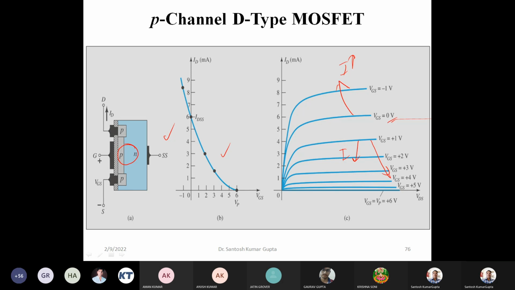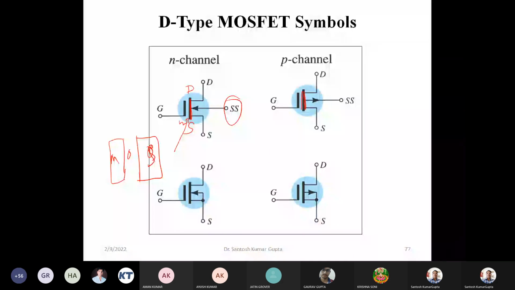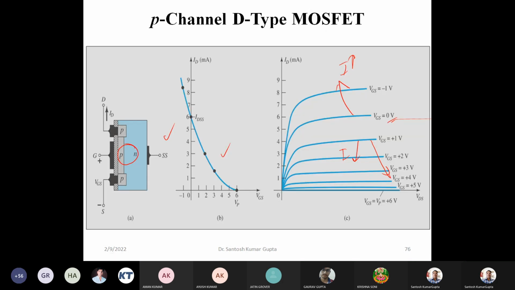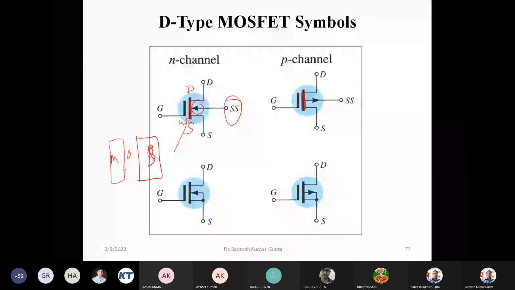Okay, so this PN junction is just shown here by an arrow. This is for the P channel. For the P channel, this PN junction has this orientation. This orientation is shown here for the P channel, and similarly for the N channel, we have this orientation of the PN junction.